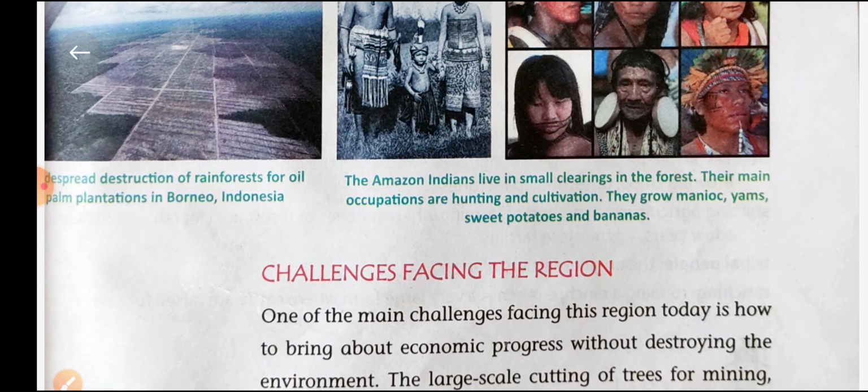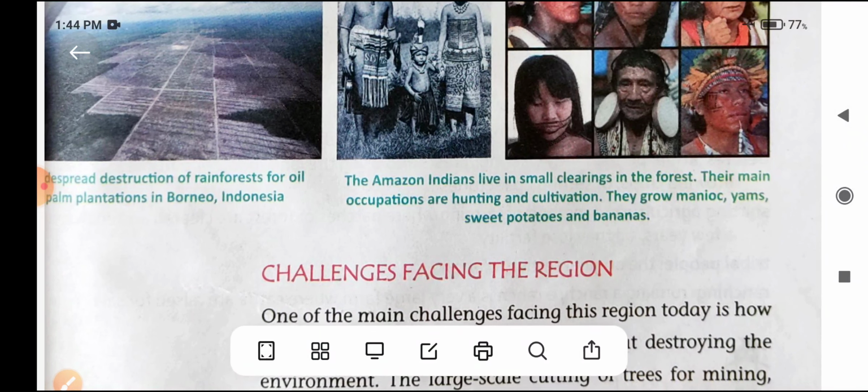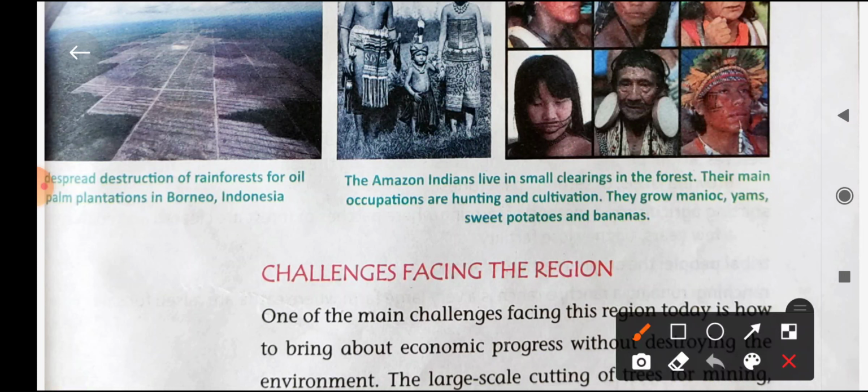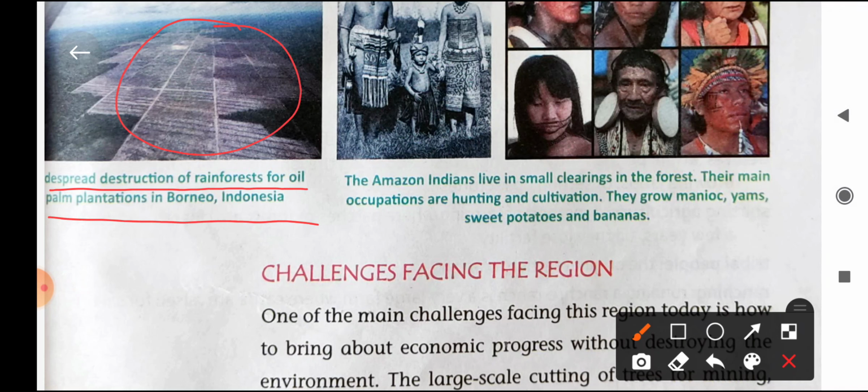Now look at the destruction of rainforest for oil palm plantation in Borneo, Indonesia. As you know, people here mainly practice shifting farming. So the people here burned the forest and used the land for oil palm plantation in Borneo, Indonesia.